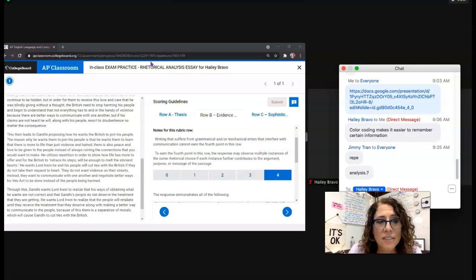Now, is this topic sentence related to your thesis? Let's see if she's doing the line of reasoning. Are you taking a universal idea from your thesis and putting it in this topic sentence? Let's check. I have proposing how he wants the British to join his people. Okay, is that debatable? Is that a claim? What would make this a claim is how Gandhi is doing that, or why Gandhi is doing that. So let's go up to the thesis to see what we could drop down.